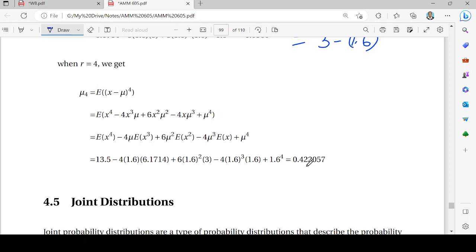In the next session, we shall talk about the joint distributions, the joint probability distributions.